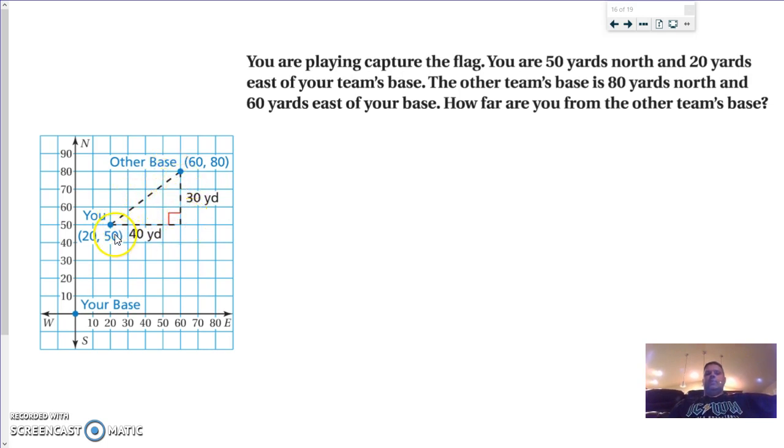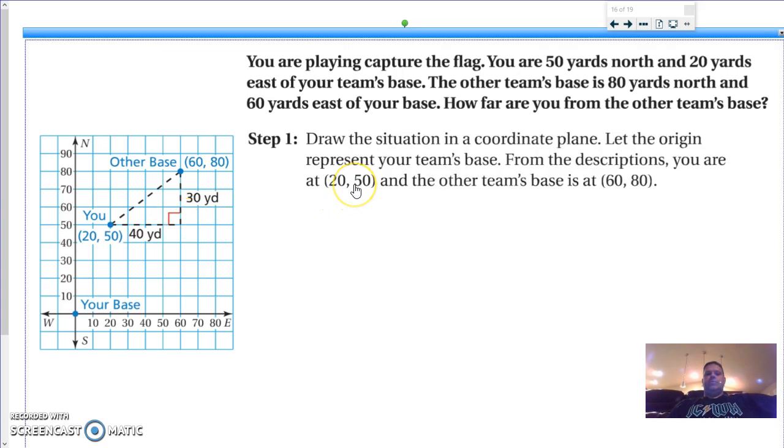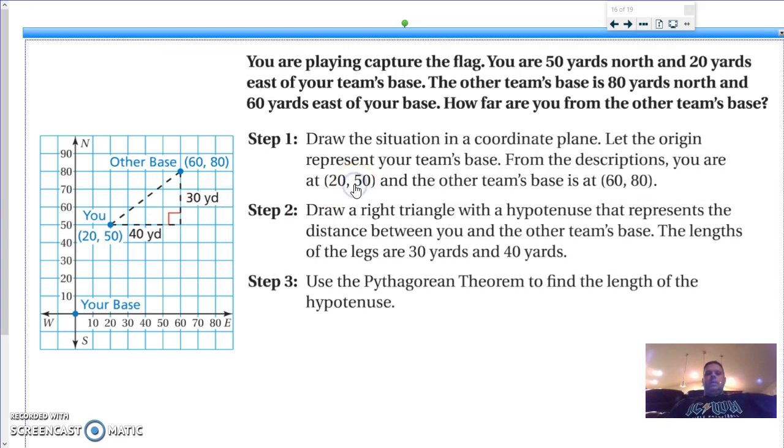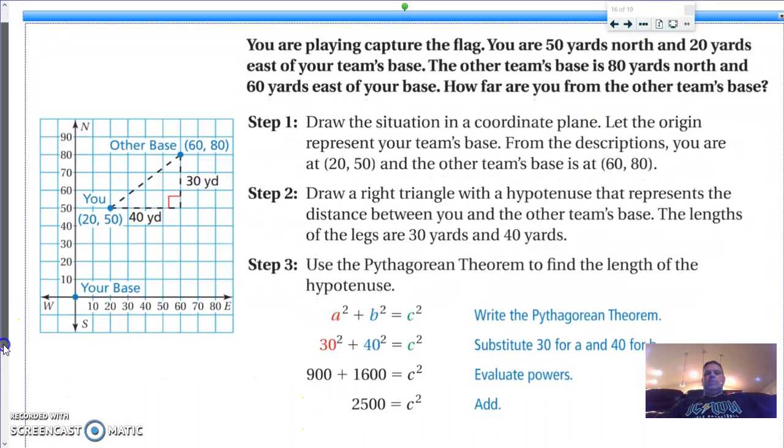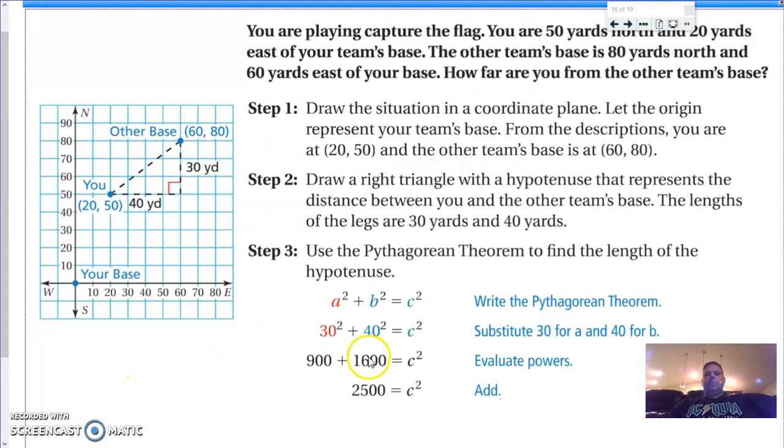I notice that this is a right triangle. We should be able to use the Pythagorean theorem. In this case, we know that we have a squared plus b squared equals c squared. We take 30 squared plus 40 squared equals c squared. The square of 30 is 900. The square of 40 is 1600. When we get that, we get 2,500 for c squared.